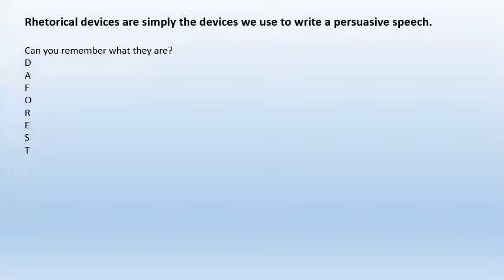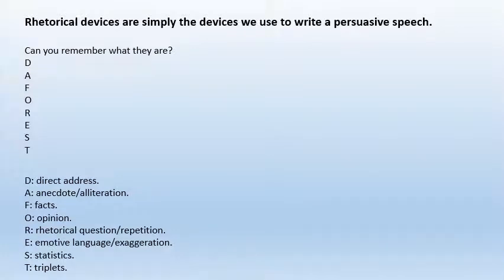I'm sure you all got them anyway. You always do them in the classroom. There's no reason why you wouldn't do now. They are direct address, anecdote and alliteration, facts, opinion, rhetorical questions and repetition, emotive language and exaggeration, statistics and triplets. I hope we can all remember what they are. You have your books there, so of course you can look back if you've forgotten perhaps what an anecdote is, which is simply a personal story that you tell that supports your point. Possibly the most powerful part of persuasive writing.